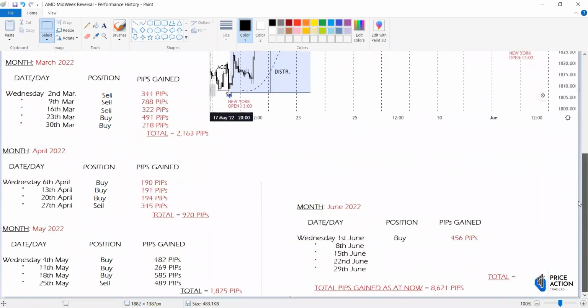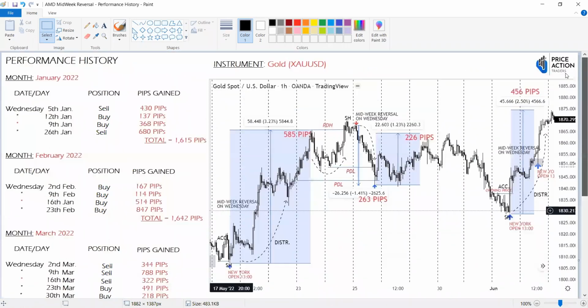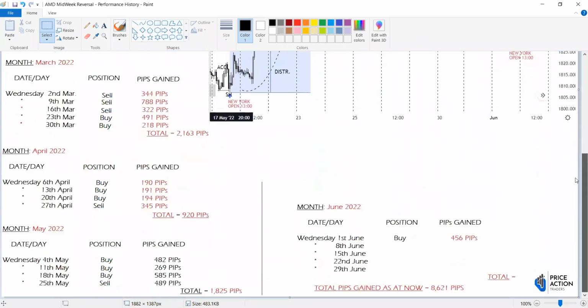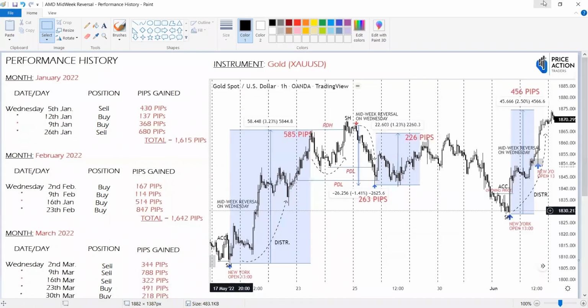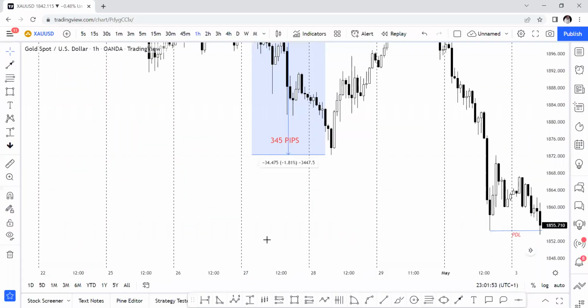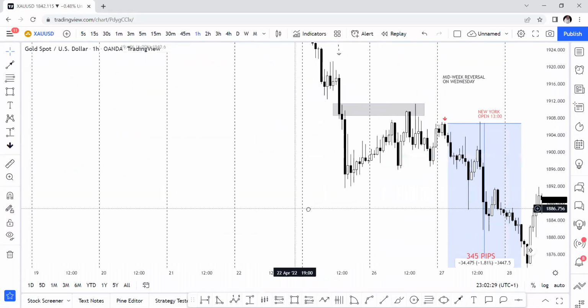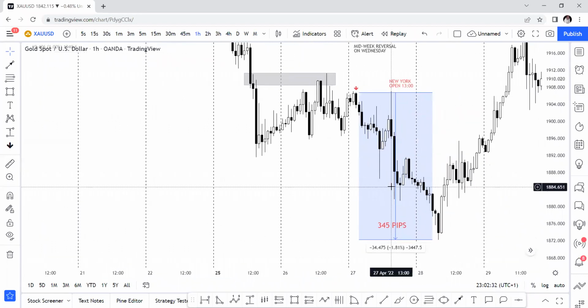Yeah, on gold. I've only been testing it on gold. Yeah, it's still working on other currency pairs, but gold is massive, because gold is highly volatile. It's massive. So let's go back to the chart. You see fantastic results. Yeah. This is on the 27th of April, the last Wednesday of April.